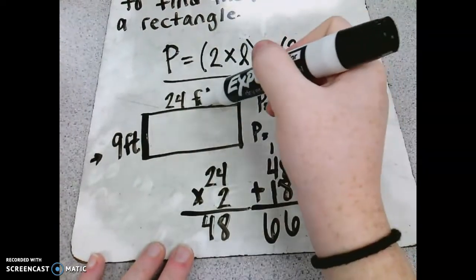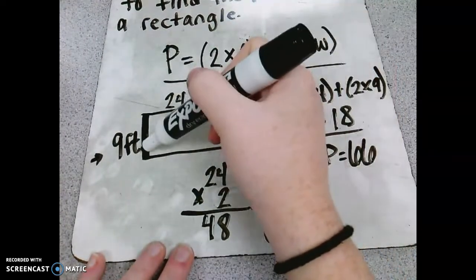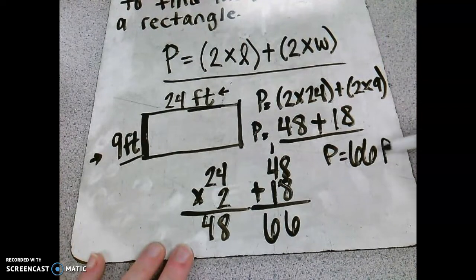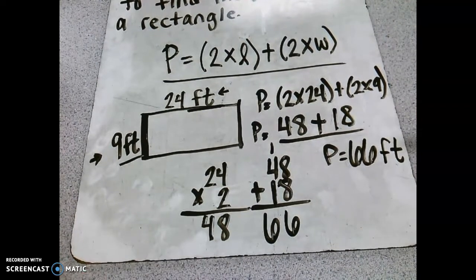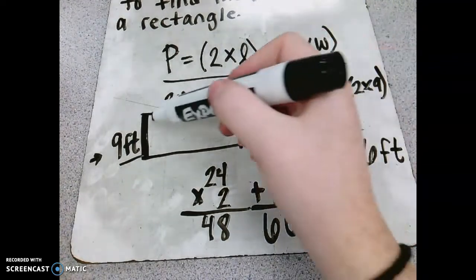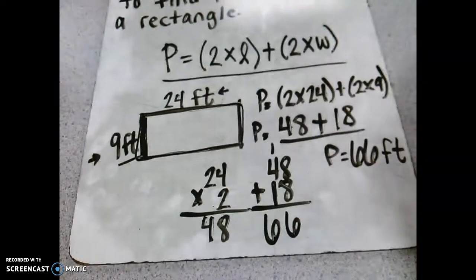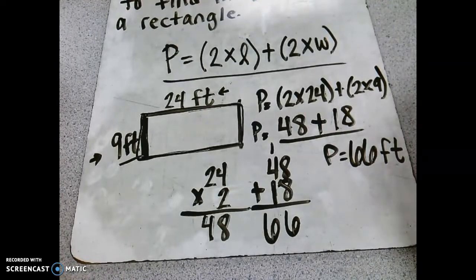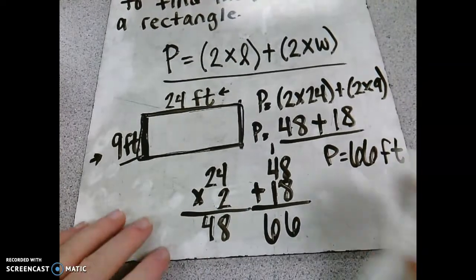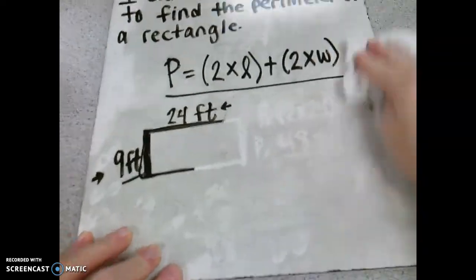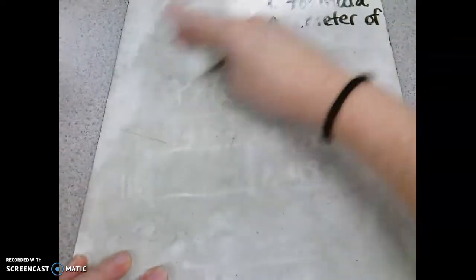Now you have to add what it's measured in. So this is measured in feet, so we're going to add feet to the end of our answer. Okay? 66 feet is the perimeter. So that's saying that this rectangle all the way around is 66 feet. Okay? All right, now let's do another one.